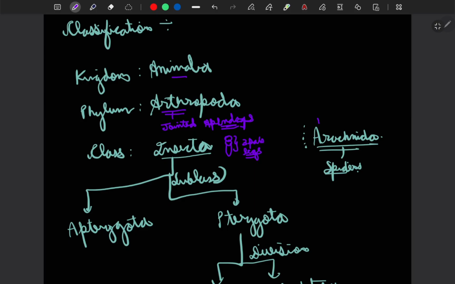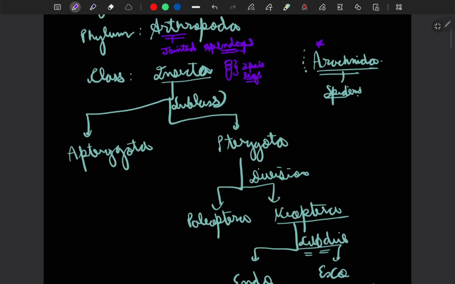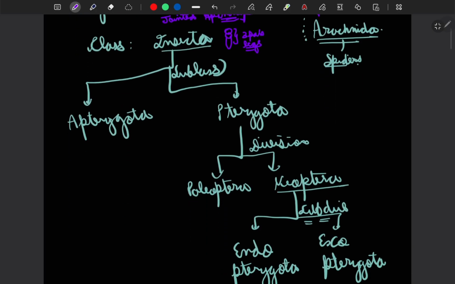Here a distinction has to be made that spiders are not insects, they are arachnids. A lot of people get confused here, so I have written it. Insecta can be divided into two subclasses, that is Apterygota and Pterygota. Now we have to understand that the word breakdown is important here, as Pterygota means wings. So Apterygota will mean the insect that does not have wings, and Pterygota will mean the insect which has wings.